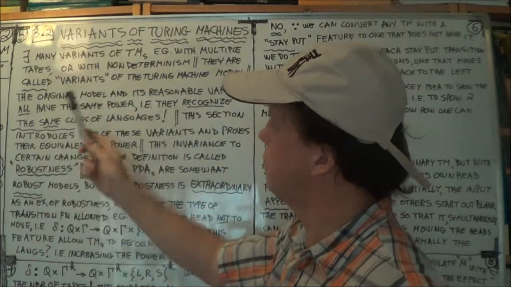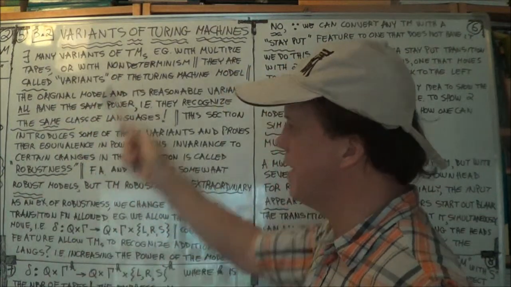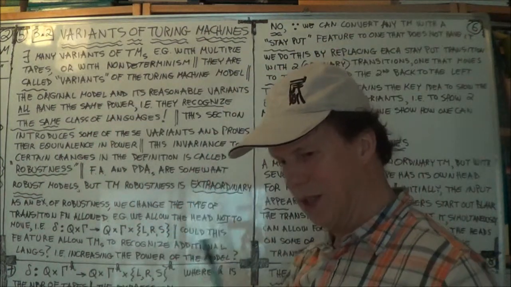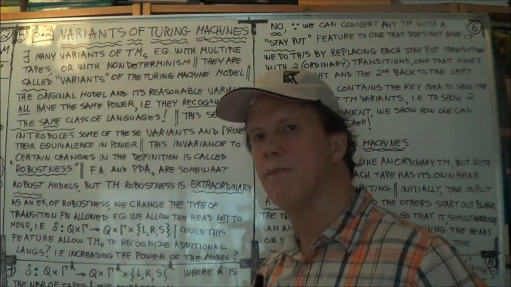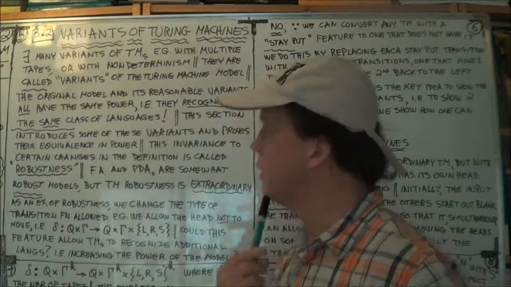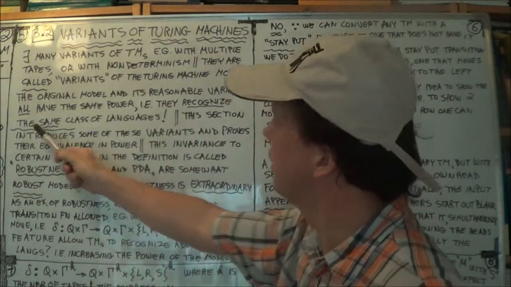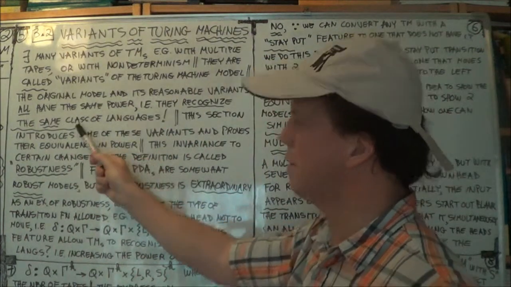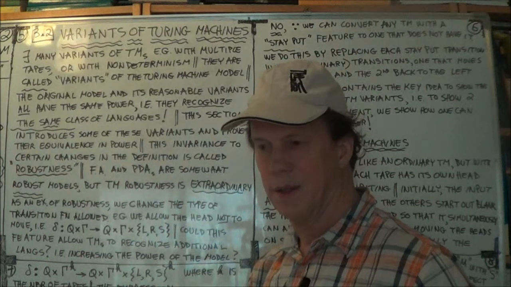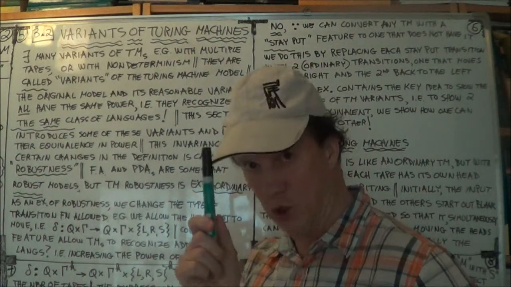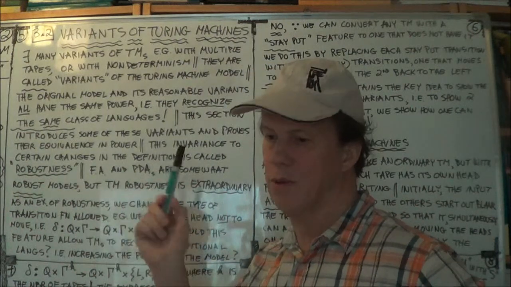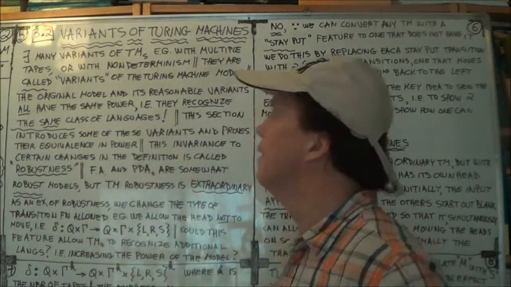Now, as I was saying in the previous session, one of the main ideas of this section is that these variants of the Turing machine all have the same power, meaning they recognize the same class of languages, the same set of languages. That's how you define power. If one machine can recognize a larger class of languages than another, it has more power by definition.